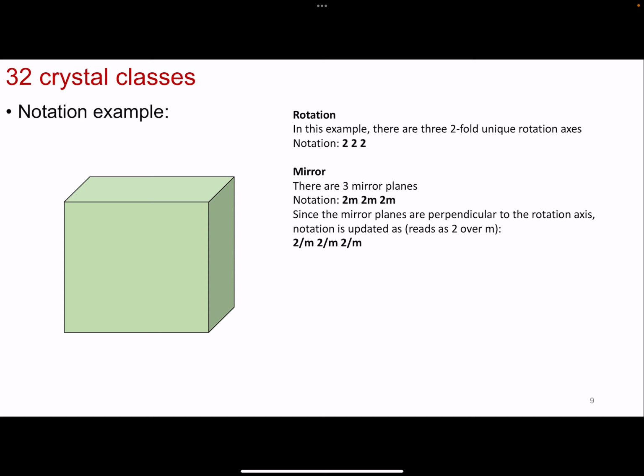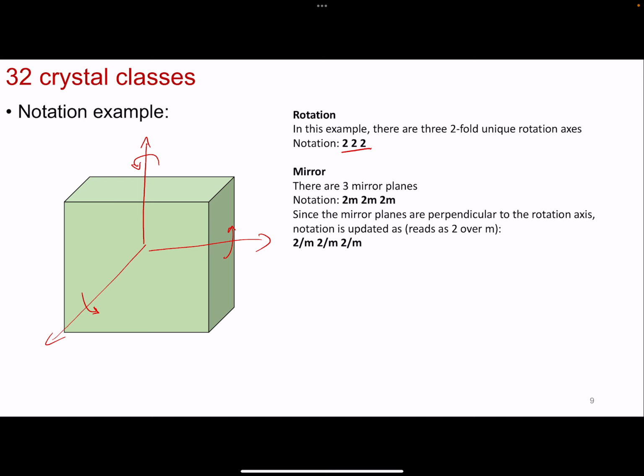So in this example, this is a rectangular prism. So can we find these symmetry elements within this shape? Well, there are 3 unique rotation axes. So we denote that as Cartesian coordinates. We see that if you rotate 180 degrees around this axis, and this axis, then you get back the original shape. So we denote that as 2, 2, 2.